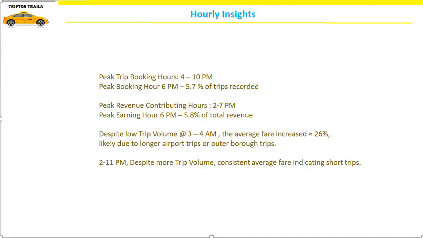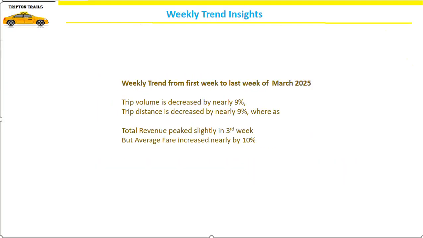Despite low trip volume at 3 to 4 a.m., the average fare increased 26%, likely due to longer airport trips or outer borough trips. At 2 to 11 p.m., despite more trip volume, the average fare is consistent, indicating short trips. Based on weekly trends, trip volume decreased by nearly 9%, and trip distance decreased by nearly 9%, whereas total revenue peaked slightly in the third week, and average fare increased by nearly 10%.